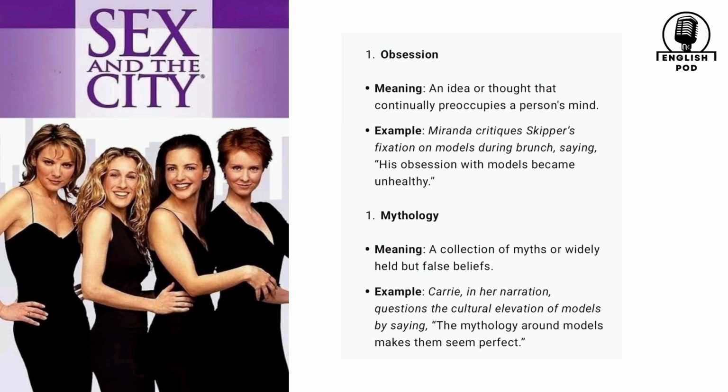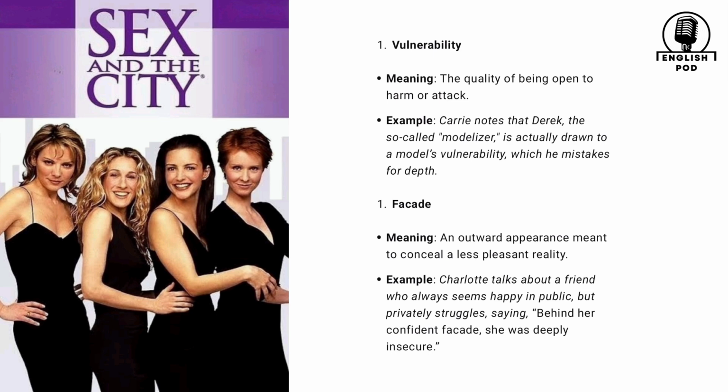Okay, this one's interesting. Carrie notes Derek the modelizer is drawn to a model's vulnerability. But then mistakes it for depth, right? Exactly. That's the twist. It's quite a layered observation. It really is. It digs into attraction, how easily we misread things. Maybe he wants someone vulnerable to feel superior or in control. Could be. But Carrie sees the flaw. Vulnerability doesn't automatically mean depth. It makes you question the basis of that connection. Definitely. How authentic can it be if it's built on misinterpretation?